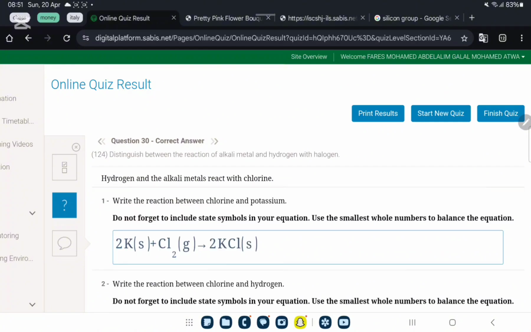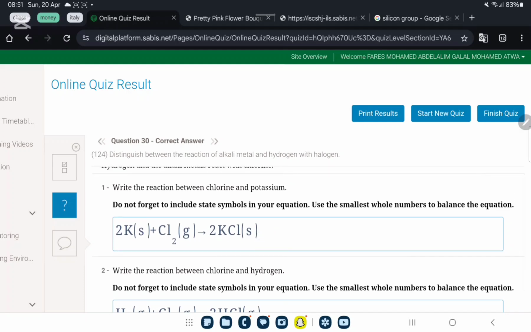Again, another balancing question. They want the reaction between chlorine and potassium. Potassium is an alkali metal, K, and chlorine is a halogen, Cl. So now we have the K plus Cl2 produces KCl, a salt that we know. Alkali metals and halogens, they form salts, so KCl. Now we balance.